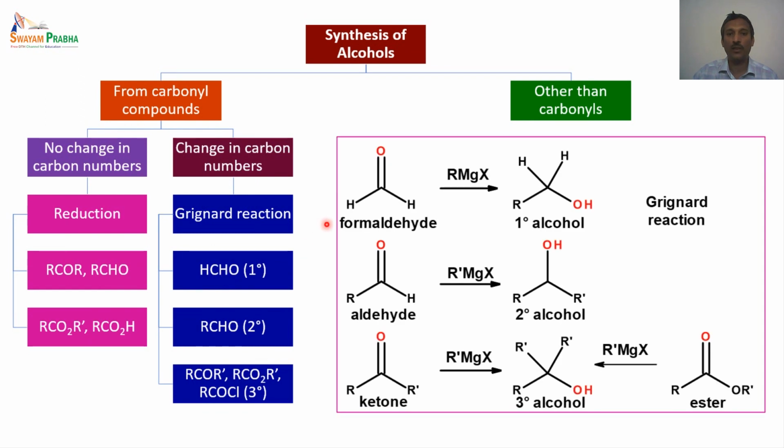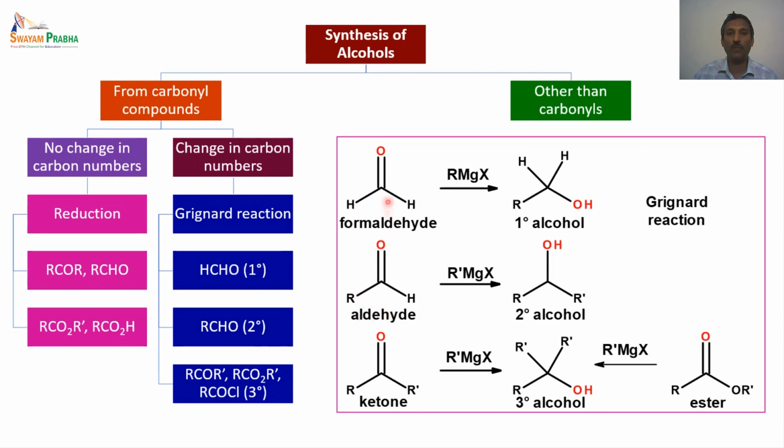Let us look at the Grignard reaction briefly. Formaldehyde reacts with RMgX to give primary alcohols. Among aldehydes, only formaldehyde gives the primary alcohol. Any other aldehyde reacting with the Grignard reagent gives the secondary alcohol. Ketones or esters, when subjected to the Grignard reaction, produce tertiary alcohols. So in all these cases, the number of carbon atoms changes from the aldehyde or the ketone.